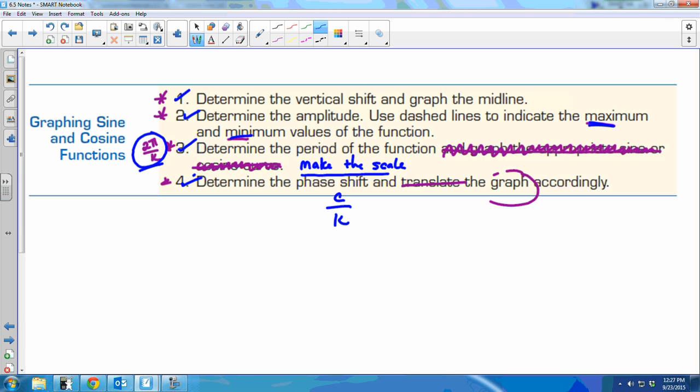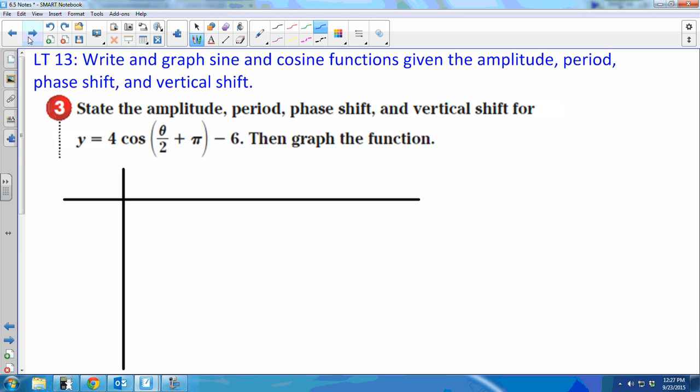Yesterday, some of you were trying to do too many things at one time on learning target 12, and you were getting yourself confused. If you do everything in this order, step by step, then you won't be as confused. Okay? Questions? All right. So we're going to graph this equation.